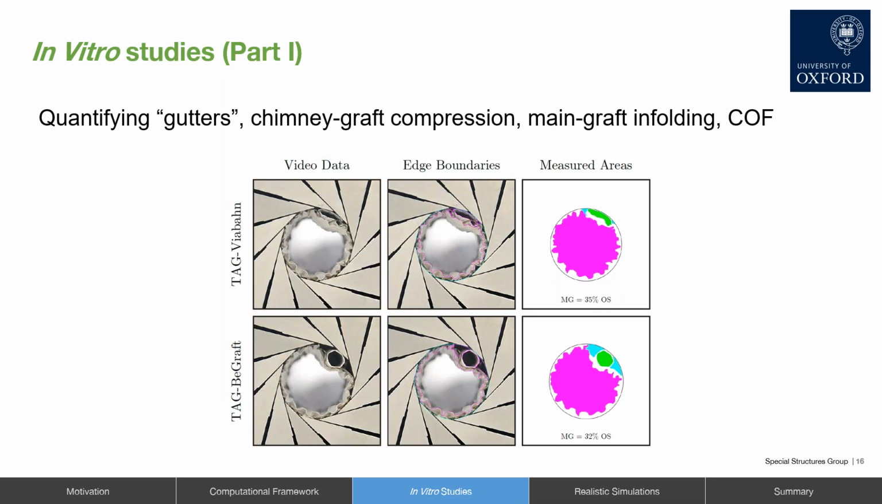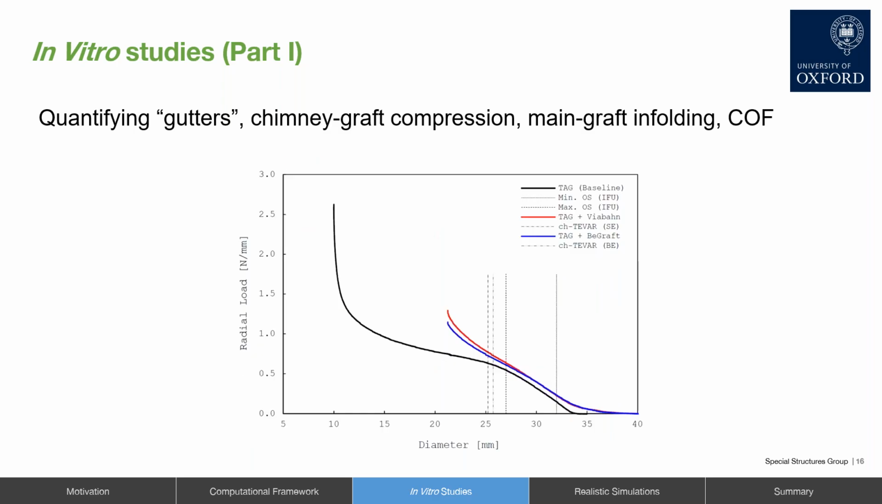Now, using that video data and some subsequent image processing, we can distinctly identify key regions of interest and quantify things like gutters, chimney graft compression, main graft infolding, and things like that. Given the fact that we performed the testing in a radial force tester, we can also characterize the radial force data associated with different configurations. And what we can see here is some very distinct differences between different device types and configurations, which might be experienced in vivo during parallel endografting.